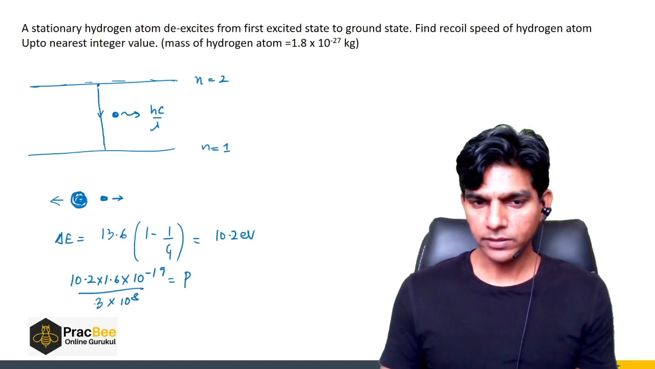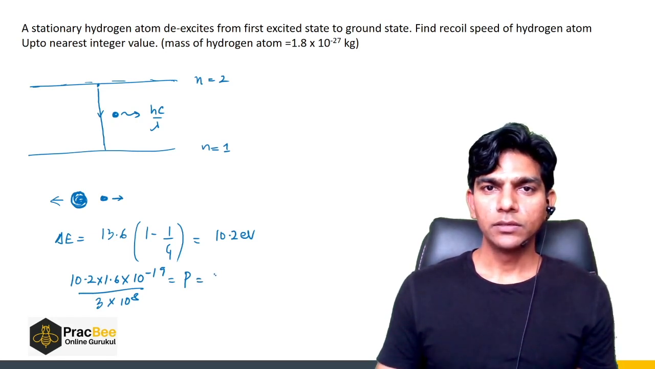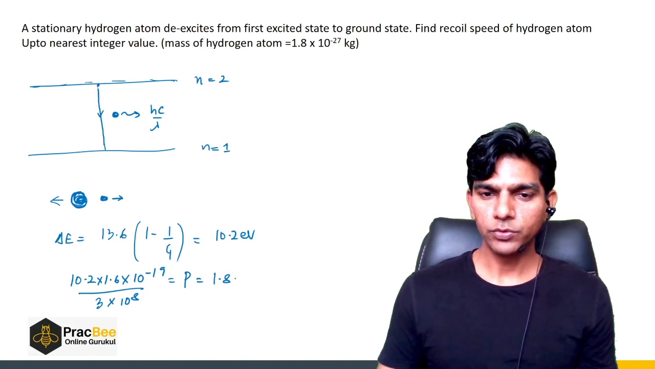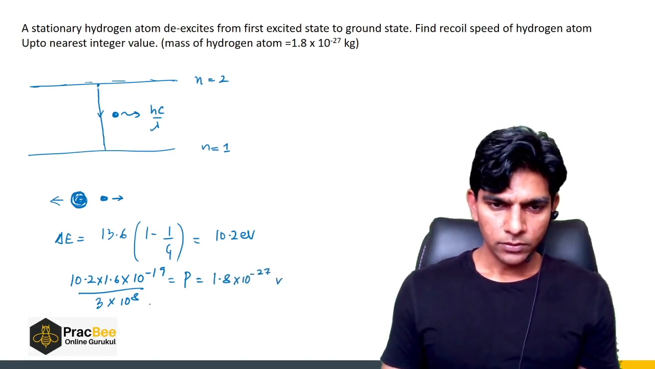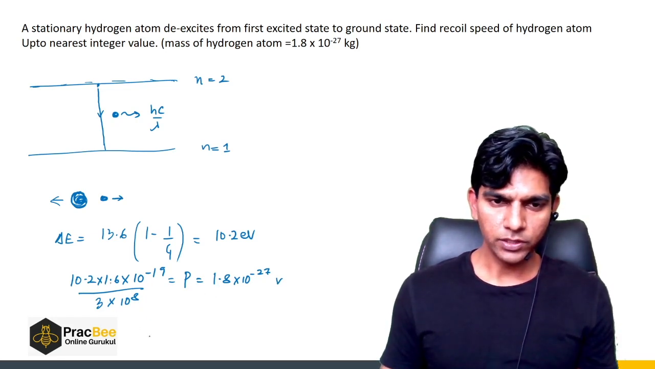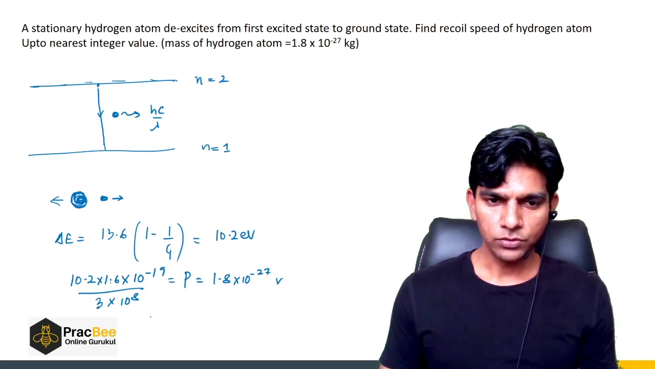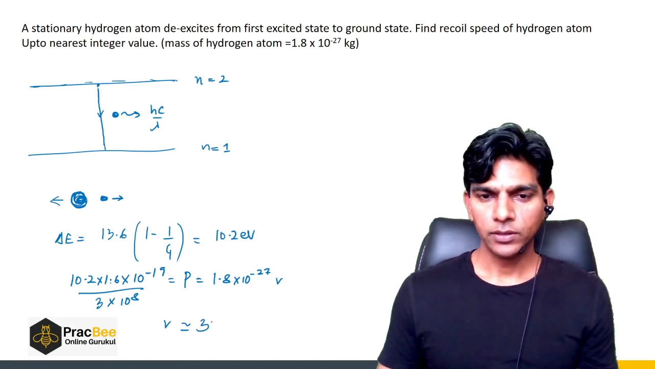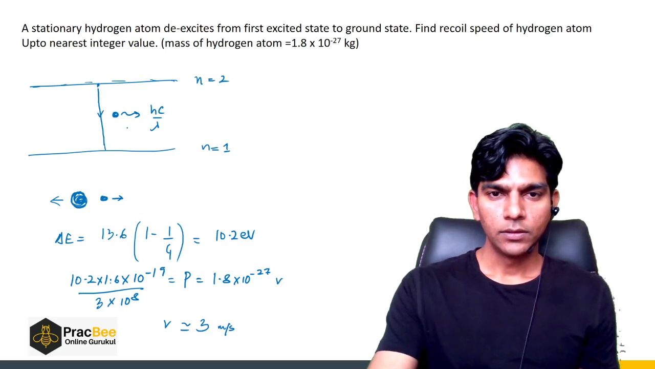So this momentum is nothing but the mass of the hydrogen atom, which is given as 1.8 into 10 raised to minus 27, times the recoil speed. Okay, so can you see here we have 1.6, this is 1.8, and this is nearly 3. So if you simplify this, V comes out to be nearly equal to 3 meters per second. So that should be the answer, right?